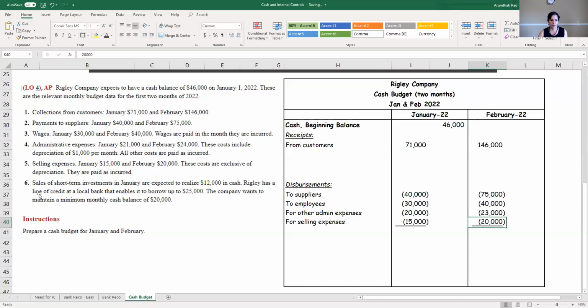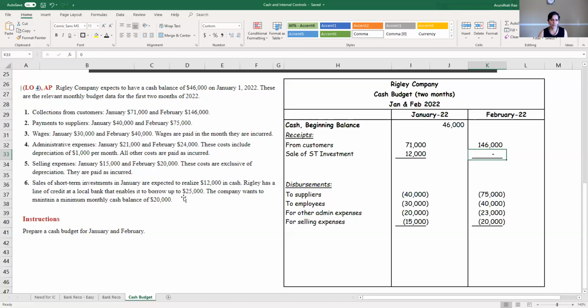The last piece of information I'm told is sale of short-term investments in January are expected to be $12,000. I'm going to get $12,000 in cash when I sell my short-term investments. So that's under cash receipts. I'm going to receive that much money. It's going to be $12,000. Is there anything for the month of Feb? There's nothing for the month of Feb. So either I can write 0, or I don't have to write anything over here. I prefer writing 0 just to make sure that I have looked at that information.